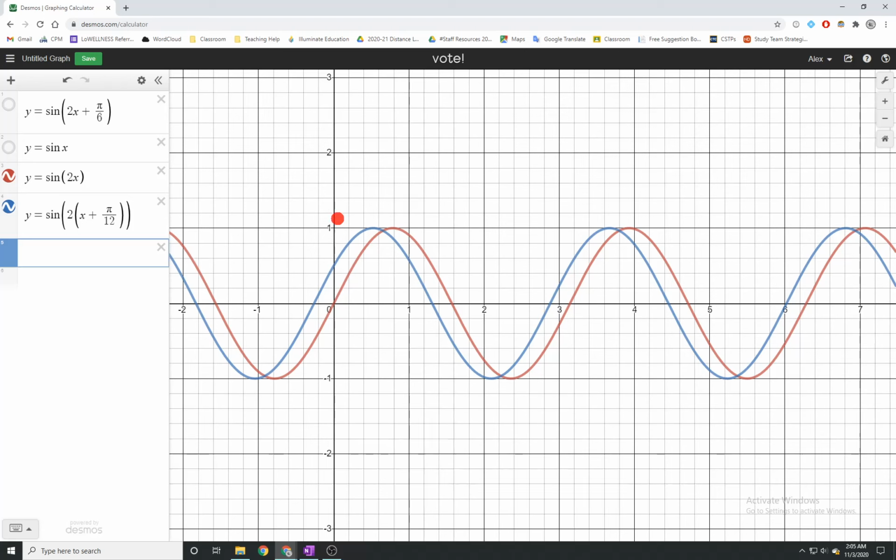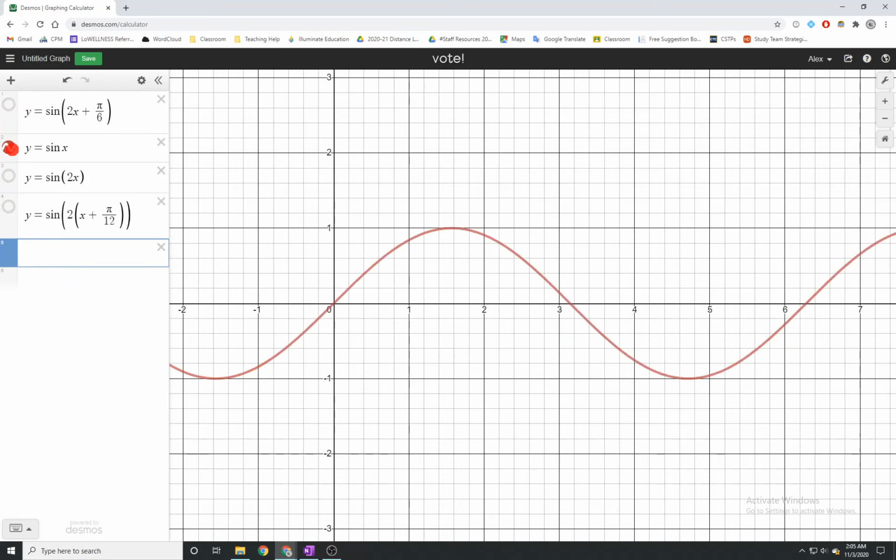You can see the color changing on this one. Why don't I change this like so? Now you should hopefully be able to see the graphs overlapping. This graph and this graph are exactly the same. But let's pretend we want to go about it another way.